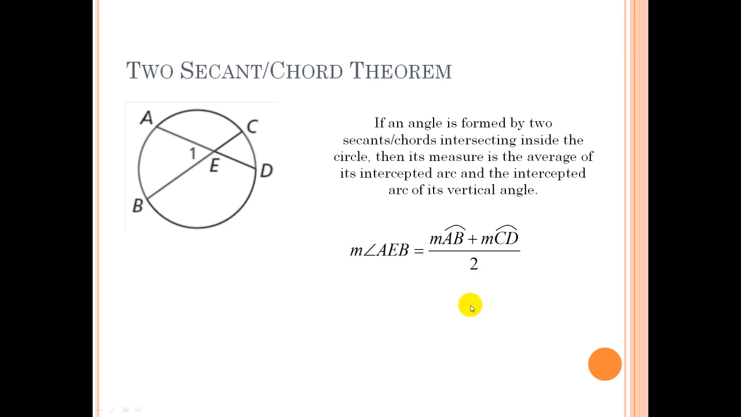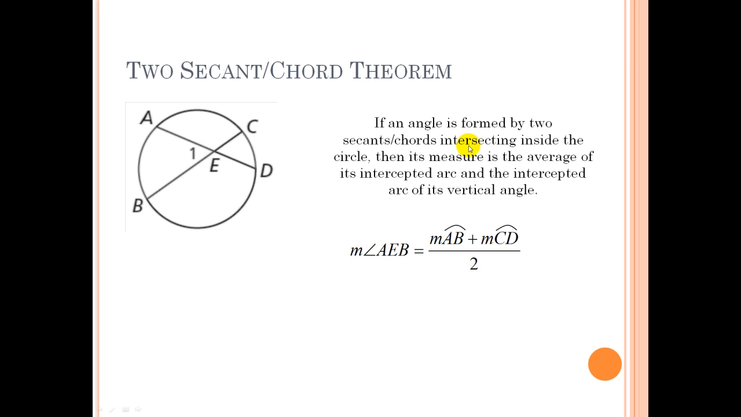Alright, next theorem. I call this one the two-secant or chord theorem, and that's because it has to do with two secants or chords intersecting. Specifically, if you have an angle like angle 1 labeled here, formed by two secants or chords intersecting inside the circle. So you can see here, we have these two chords, AD and BC, and they're intersecting right here at E, that is inside the circle.